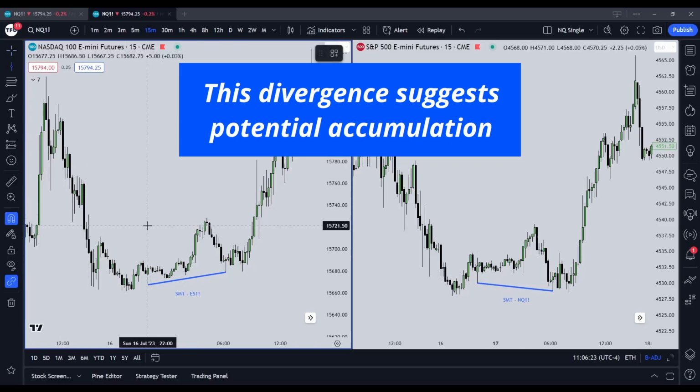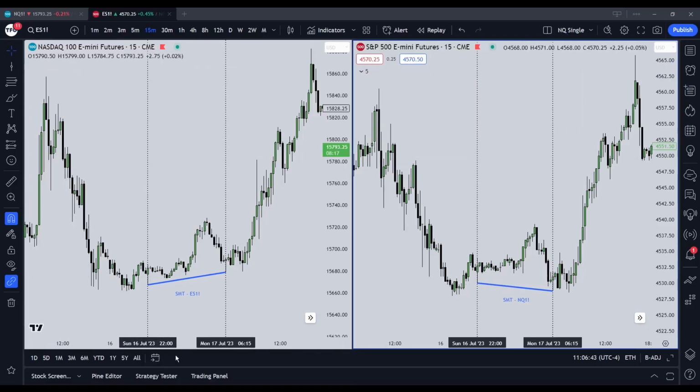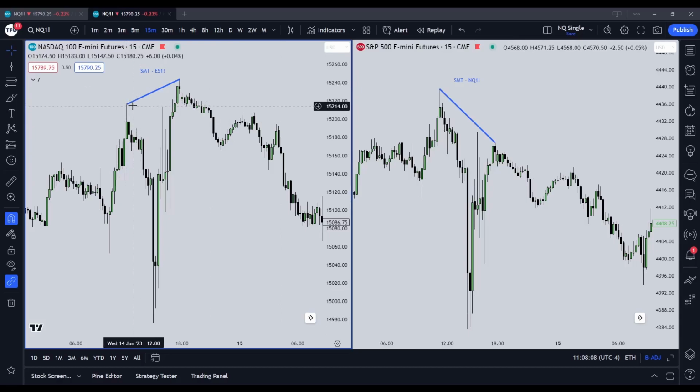And if we put on some timestamps here, we can verify that these lows have been created at the same time. So this time on NQ is the same as this time on ES, and the time that this higher low was created is the same time that this lower low was created on ES. And the opposite is true as well. While one is making a higher high and another is making a lower high, that could also be SMT divergence, so long as they're happening at the same time.